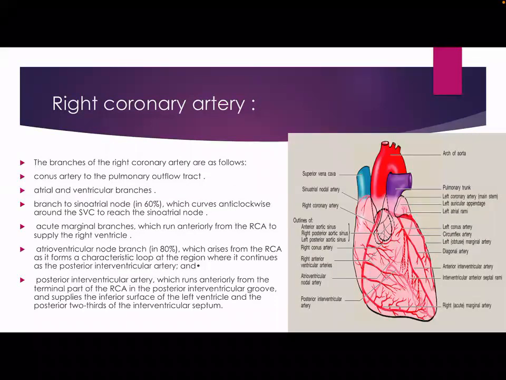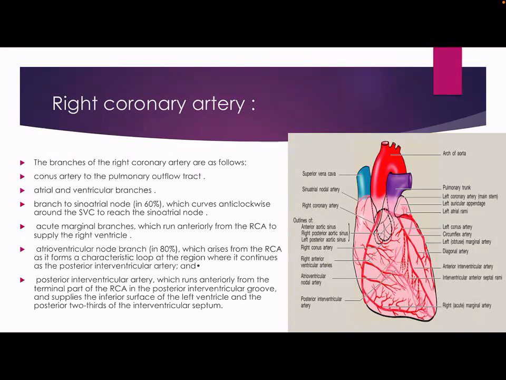The branches of the right coronary artery. We have the conus branch to the pulmonary outflow tract. This is the conus branch. Atrial and ventricular branches. This is the ventricular branch. We have the acute branch to the SA node, and we have the acute marginal branch and the branch to the AV node. This is the atrioventricular or AV node branch.